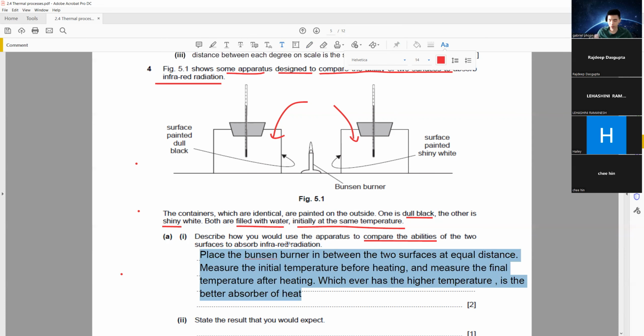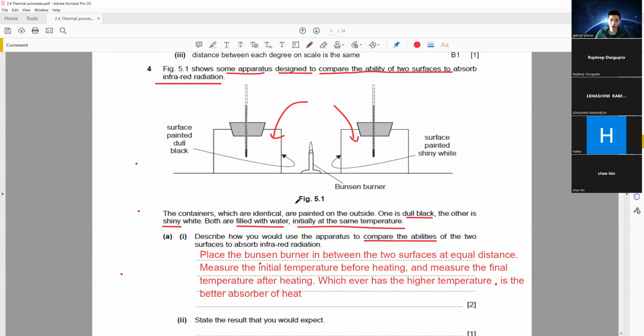Okay, guys, so basically you can structure it in any way possible, like I keep saying over and over again. It doesn't necessarily have to be like this, but the keywords are basically there. First and foremost, they must be equal distance. I can't have this one 10 cm away and this one 5 cm away, because then the radiation heat is not going to be the same. The initial temperature should be taken just to make sure that they are for sure the same temperature. Then I measure the final temperature after heating. Whichever has the higher temperature is definitely going to be the better absorber of heat, okay?